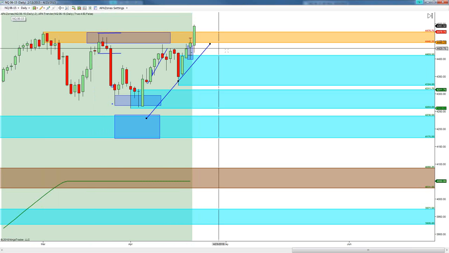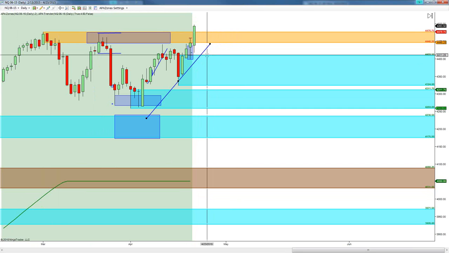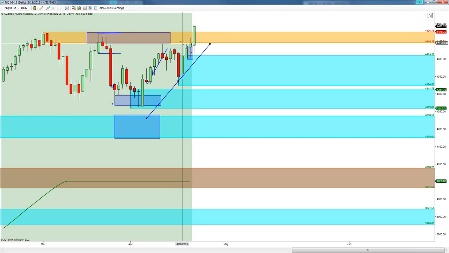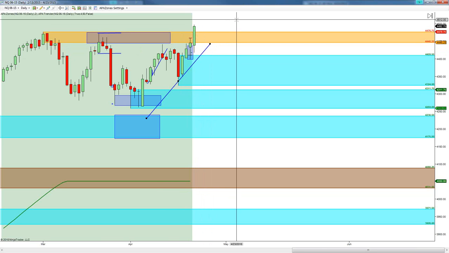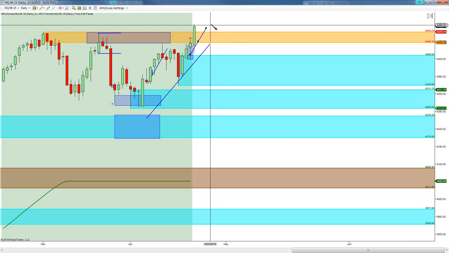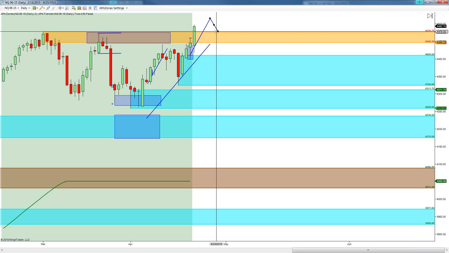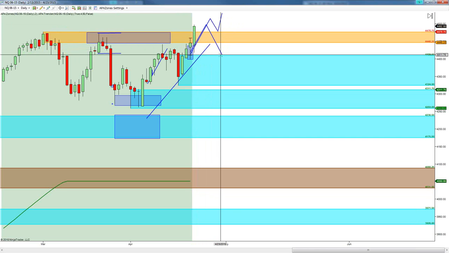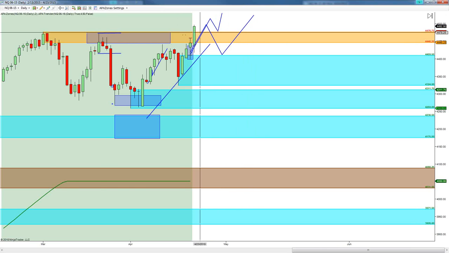You know, look for support to be found here on this new aqua zone, and for price to rewrite this supply zone and turn it from supply into demand. All right. So those are the two areas that I'd be watching in order to get a buy to the high side. So something like this, or like this.